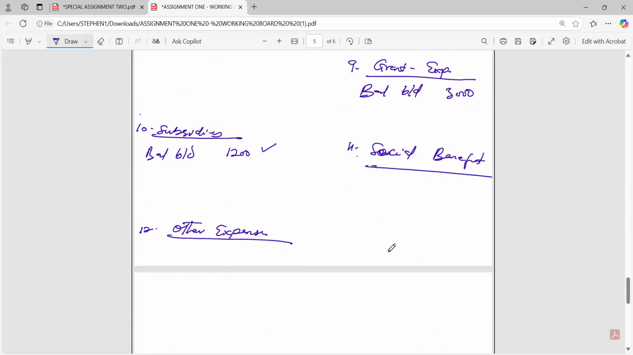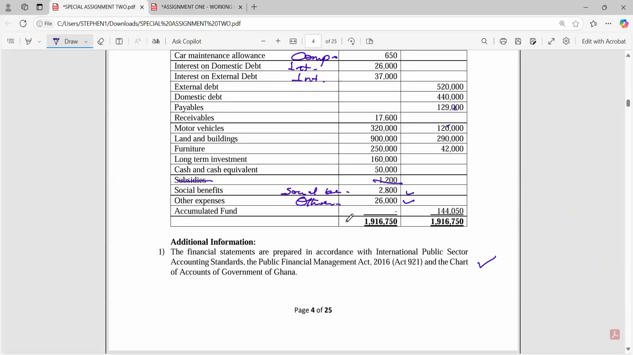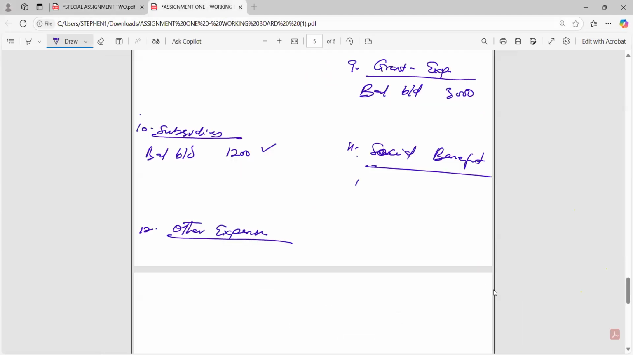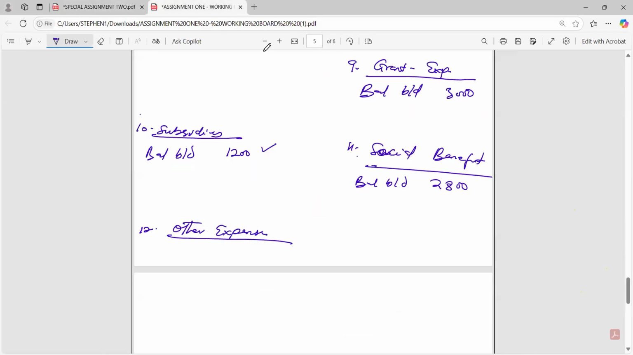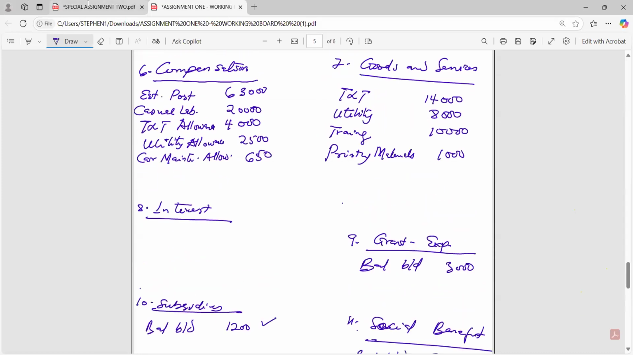Okay, so we saw social benefits. Social benefits, 2,800. Yes, 2,800. So balance go down, 2,800 social benefits. Then we saw other expenses. Other expenses is 26,000. Other expenses, balance go down, 26,000. Good. So this brings us to the end of the postings.